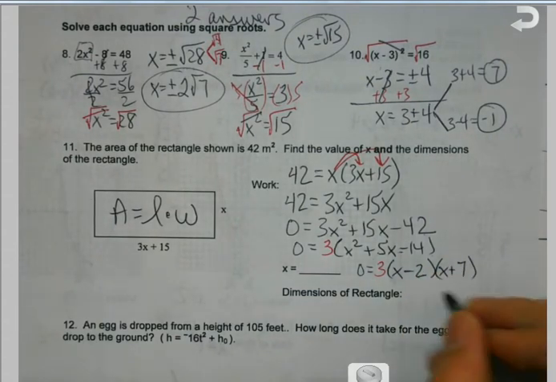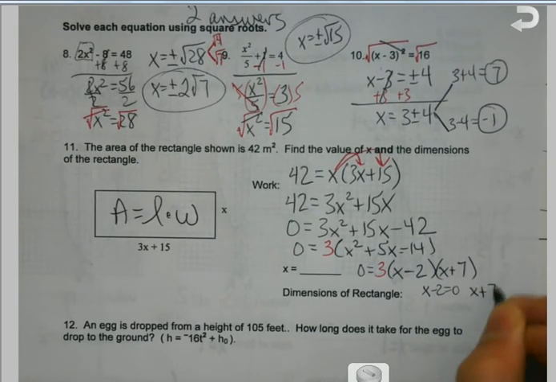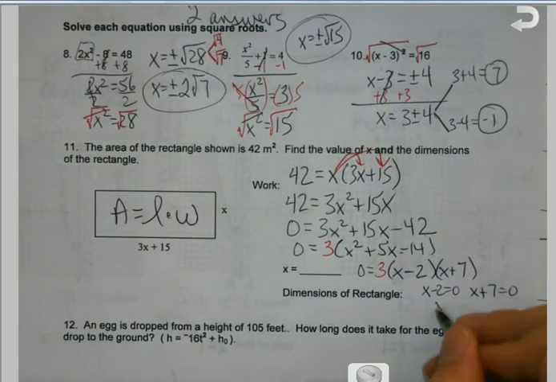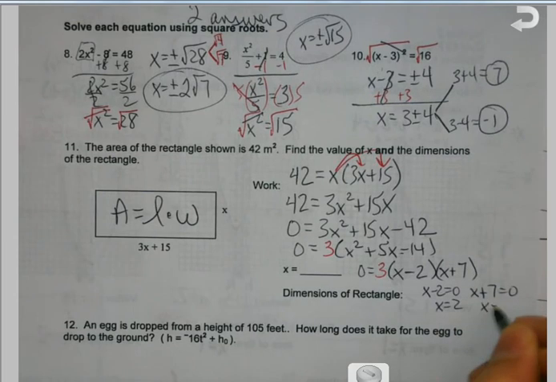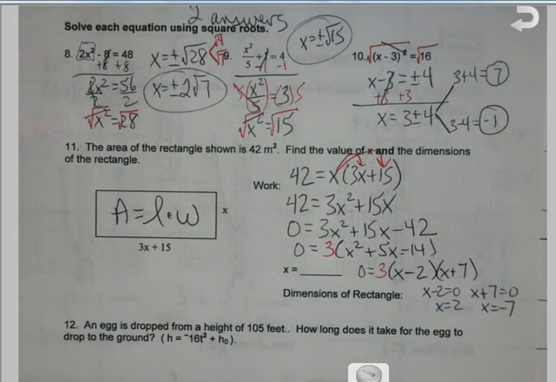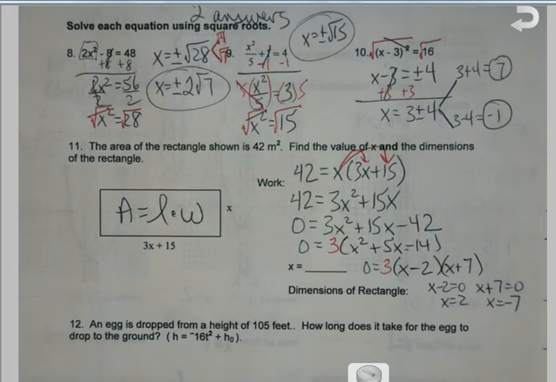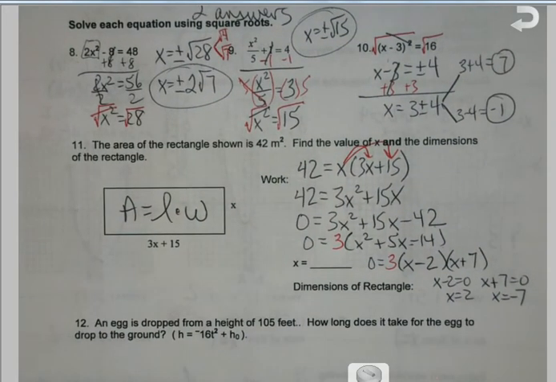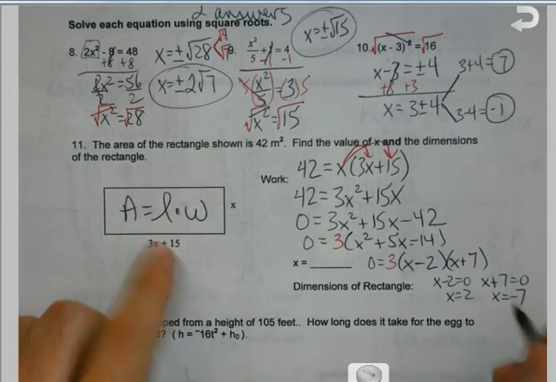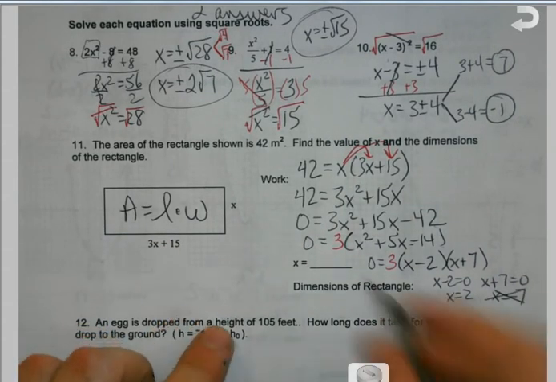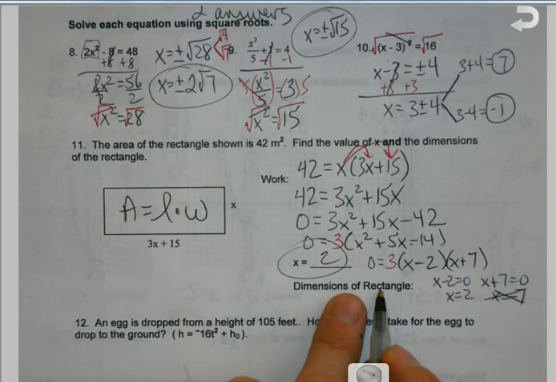Set those equal to 0 and solve them. Now, before you tell me that they're both values that work, think about it. Which one doesn't work? And why is that? Right, I can't have a negative side to something. That's silly. So x is 2, but dimensions of the rectangle.